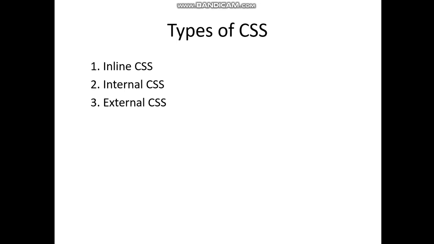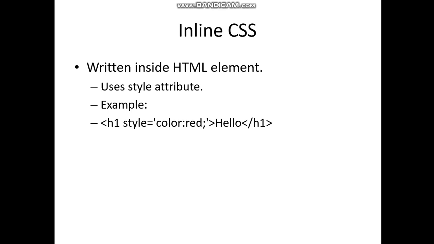Next, we will see the types of CSS. There are three types of CSS: inline CSS, internal CSS, and external CSS. Inline CSS is written inside the HTML document using the style attribute. In this example, the color red is directly applied to the heading only. So inline CSS affects only one element and is not reusable.